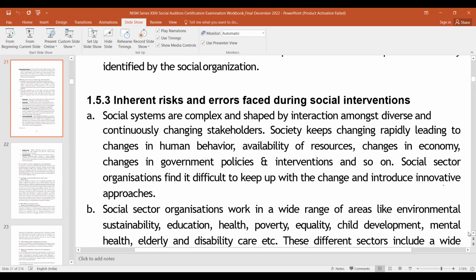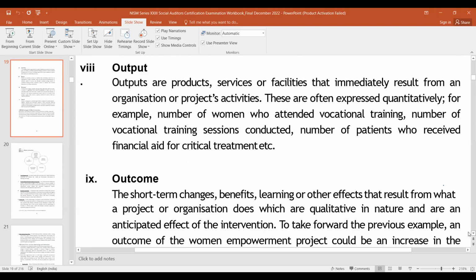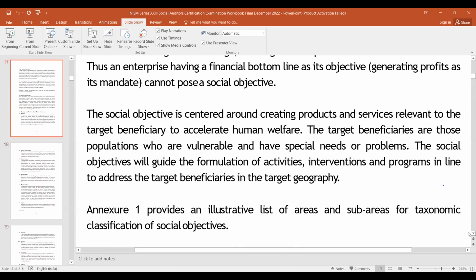I think we will try to cover at least 4 marks paper today. So we were somewhere here, annexure 1.